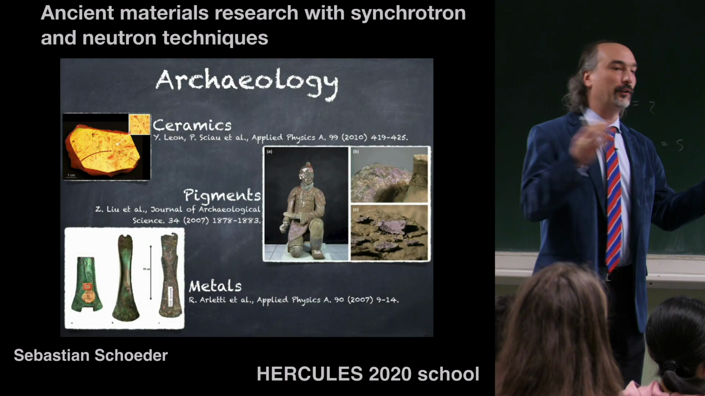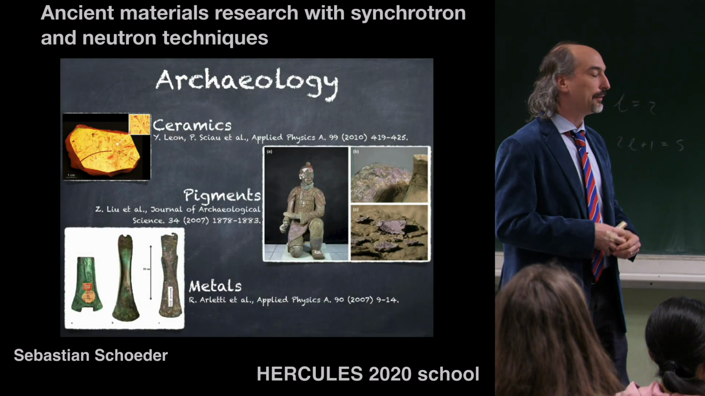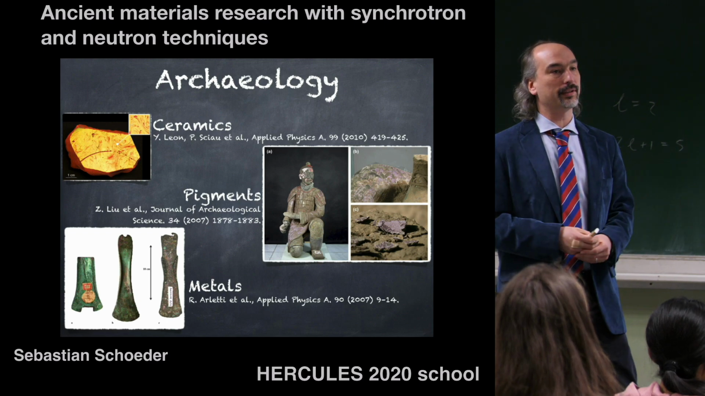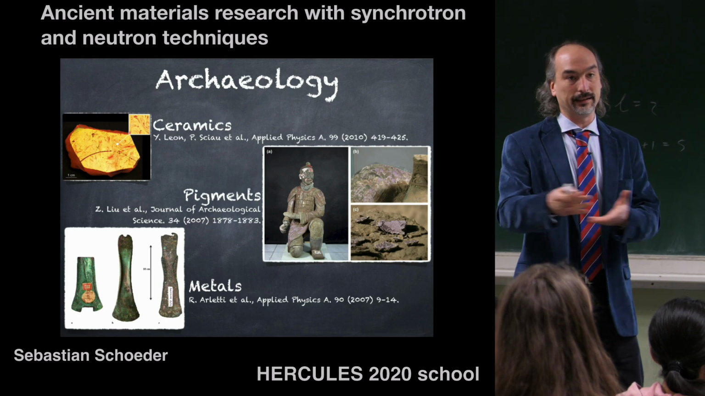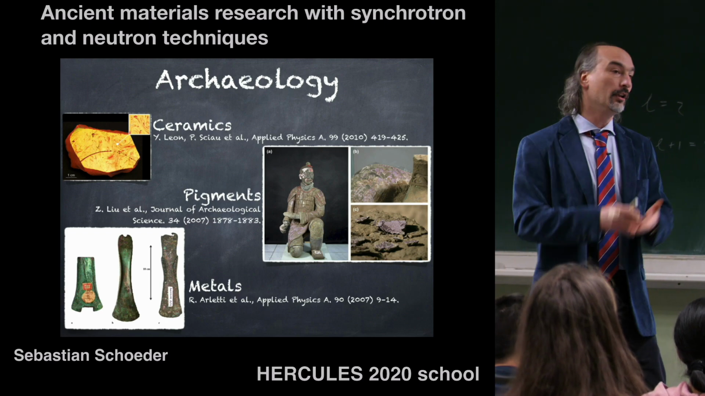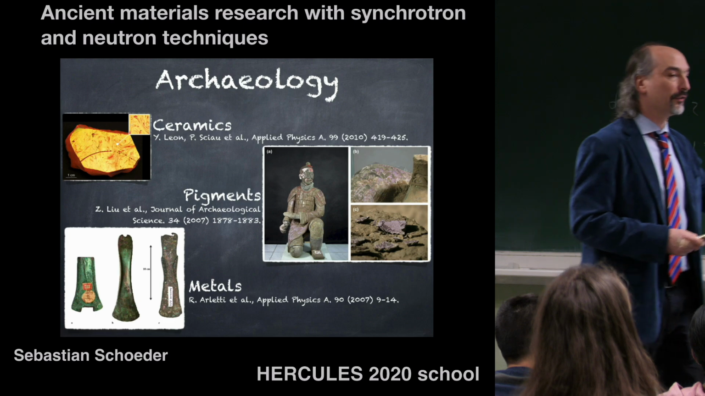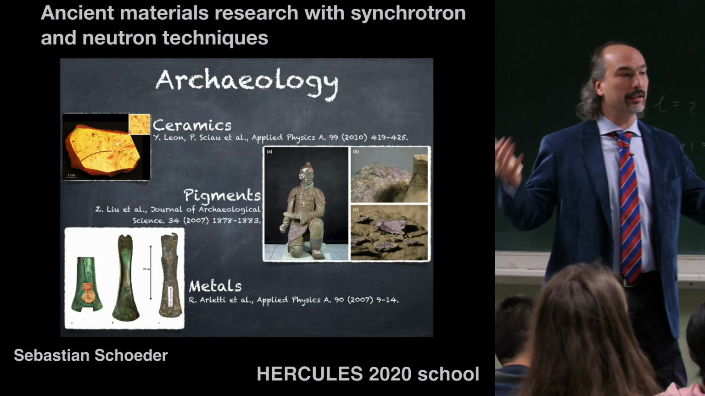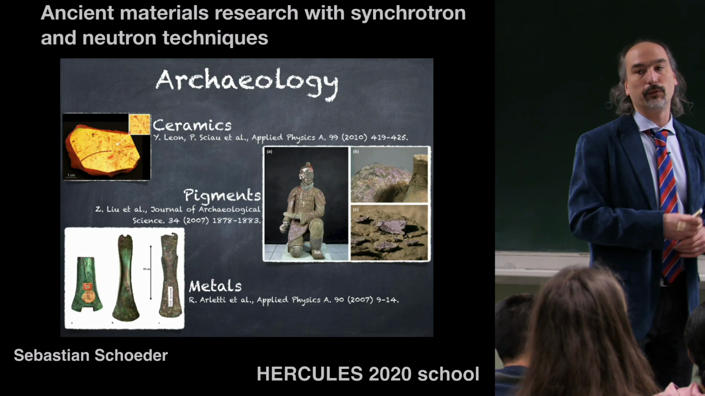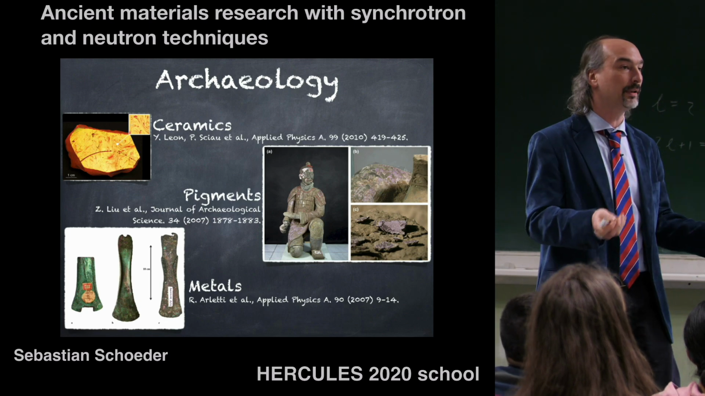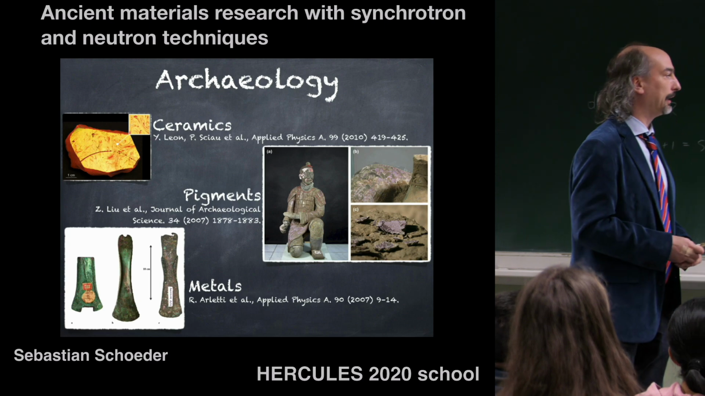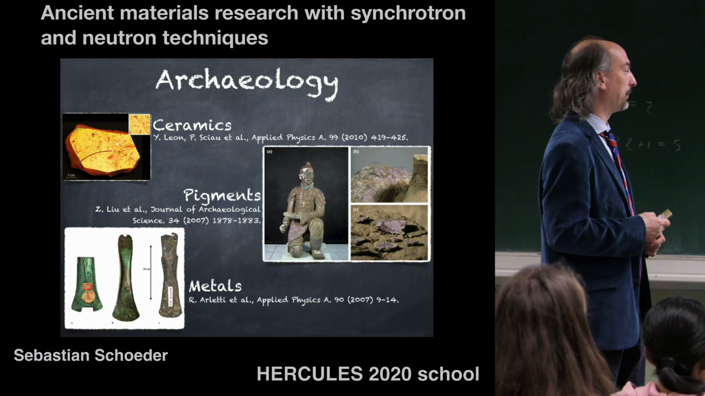Ceramics, of course, is something you probably think of really quickly when you think about archaeology. So pottery, of course, but ceramics can also be tiles, like in architecture for floors or roof tiles. Then we have pigments, a really large field, starting from the first prehistoric grottos with cave paintings, all the way up until today, where we have different forms of pigments.